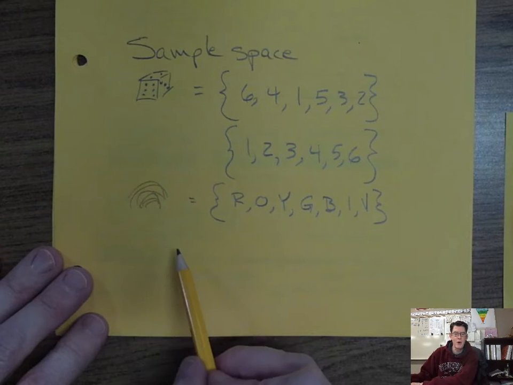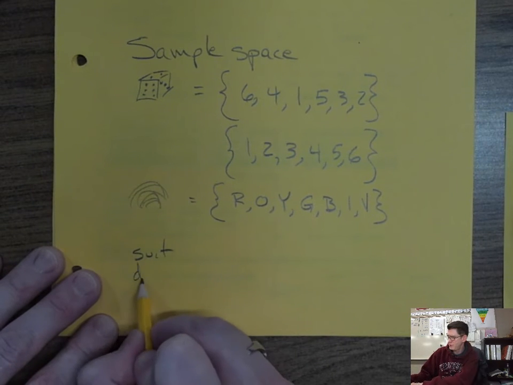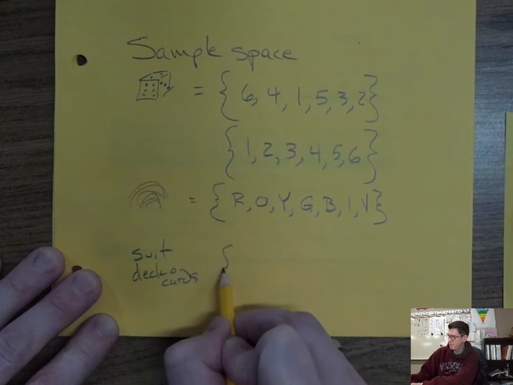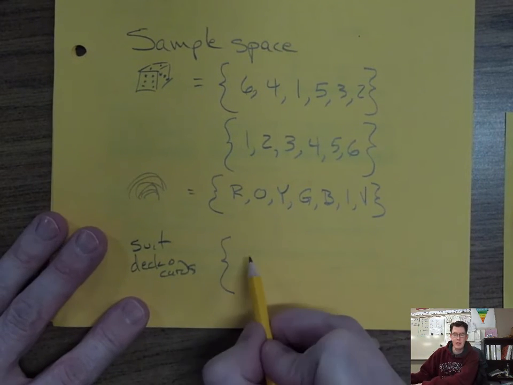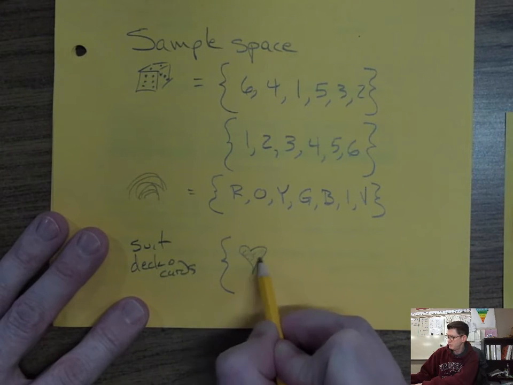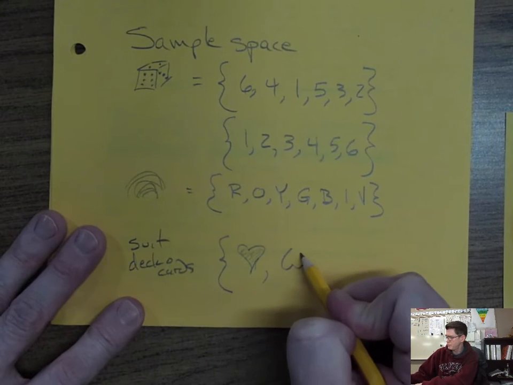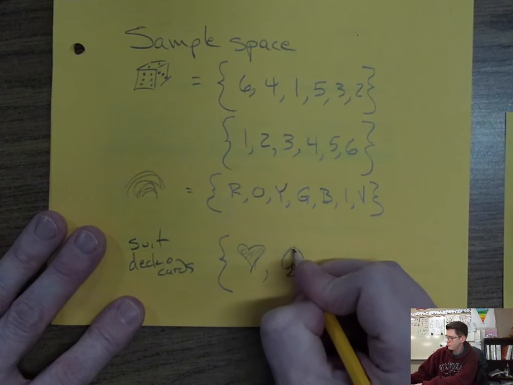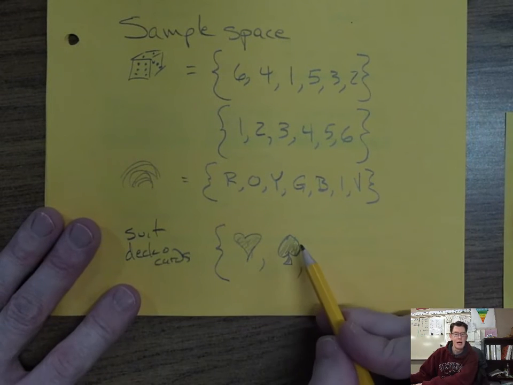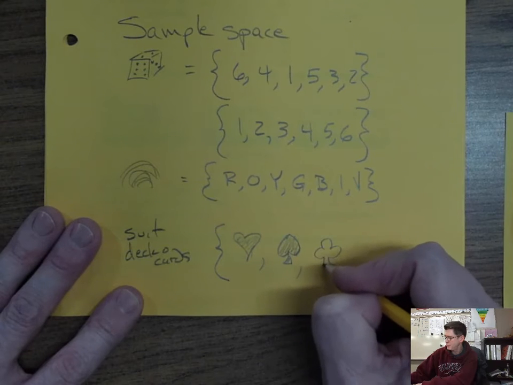What if I want the sample space of, say, a suit in a deck of cards? What's the sample space there? Well, let's see. What are the suits? There's the hearts. That's a suit. Yep, spades. Spades is another one. Awful spade. Let's go with it. Let's see. Heart, spade, clubs. A club is a possibility.